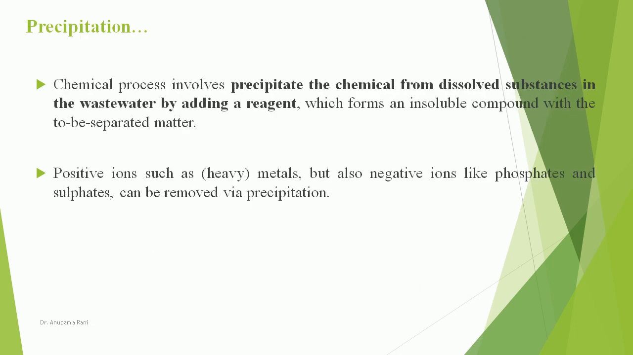The last process in the chemical treatment is precipitation. In this chemical process, dissolved substances in the wastewater are precipitated by adding a reagent, which forms an insoluble compound with the matter to be separated. Positive ions such as heavy metals, but also negative ions like phosphates and sulfates, can be removed via precipitation.